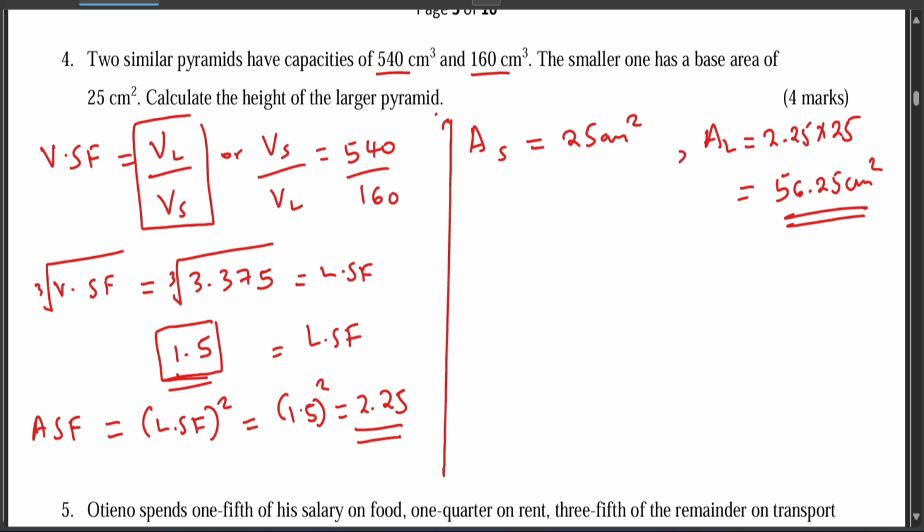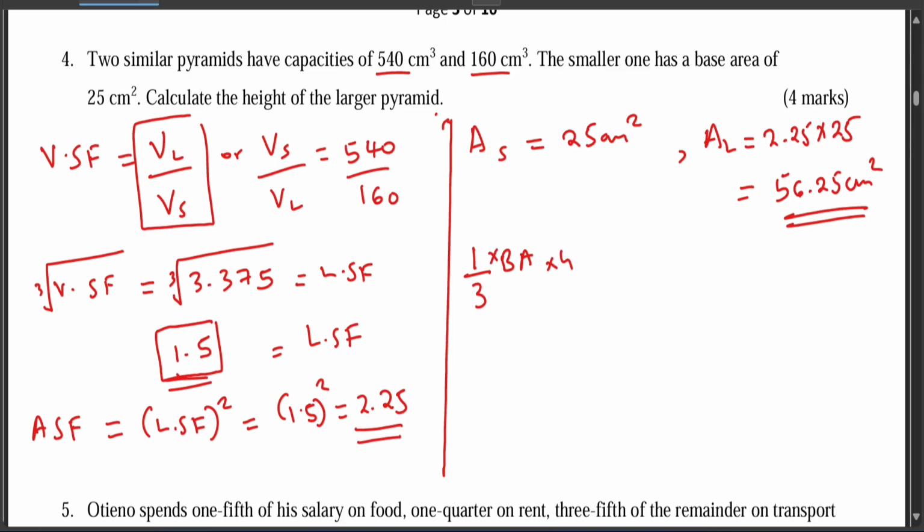So remember, the question is asking you about the height of the larger pyramid. And how do you find the height? Remember that the volume of the pyramid is given by a third, not pi, a third times base area times height.